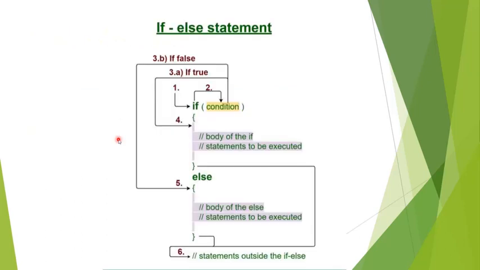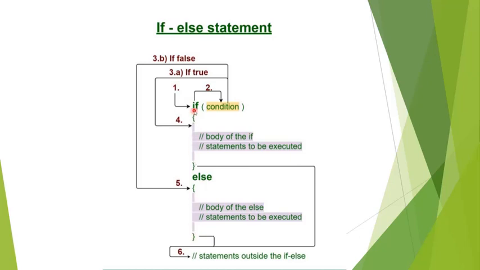You are going to understand it better with this diagram. Starting from here, this is the if condition, this is the place where we are going to write the condition. If the condition is true, then the code written below the if is going to be executed. And if the condition is false, then the code written below the else is going to be executed.